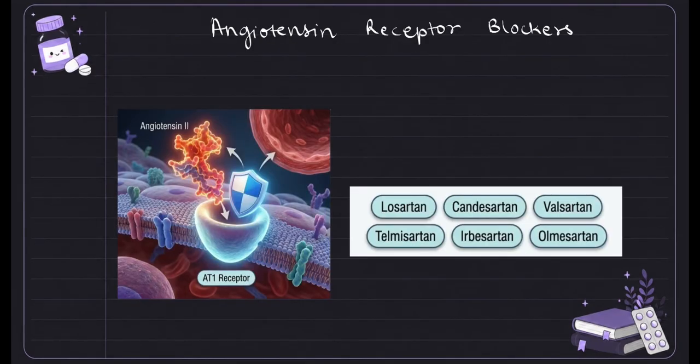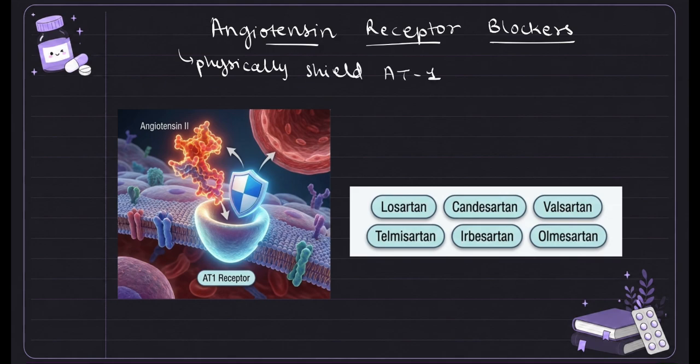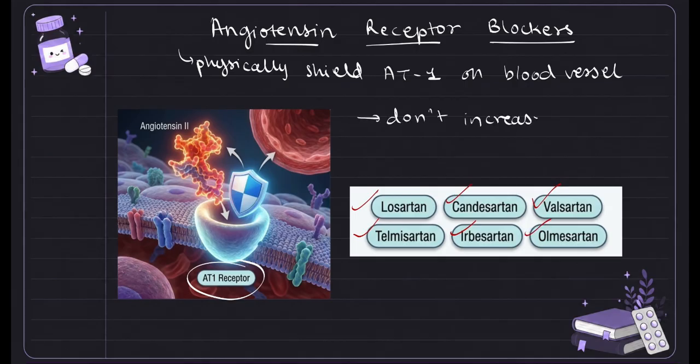If a patient develops that dry cough, we use angiotensin receptor blockers. We call these ARBs. These drugs directly and physically shield the AT1 receptor on the blood vessel wall. The medications in this group are losartan, candesartan, and valsartan, along with telmisartan, irbesartan, and olmesartan. They offer the exact same metabolic and prognostic advantages as ACE inhibitors. The crucial difference is they do not increase kinin levels. Therefore, there's absolutely no cough side effect.